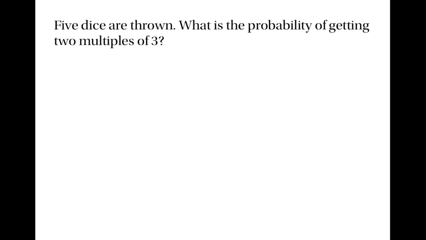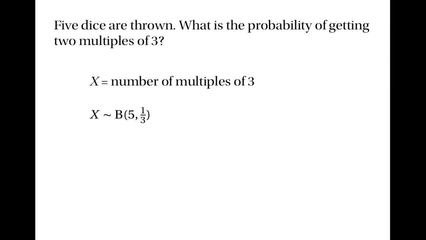One last example. Suppose I throw 5 dice. What's the probability of getting 2 multiples of 3? The thing we're interested in here is the number of multiples of 3. So let's say that the random variable x is the number of multiples of 3. We can say that x has the binomial distribution, where 5 is the number of trials and 1/3 is the probability of success. The chance of getting a multiple of 3 must be 1/3 because there are 2 multiples of 3 and 6 possible numbers.